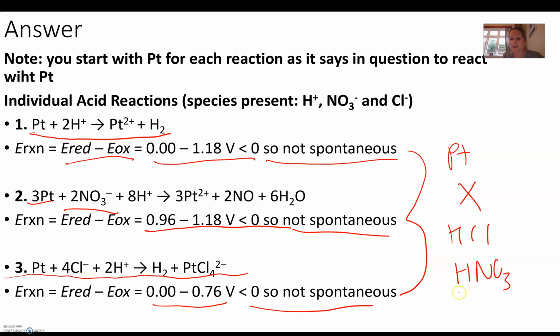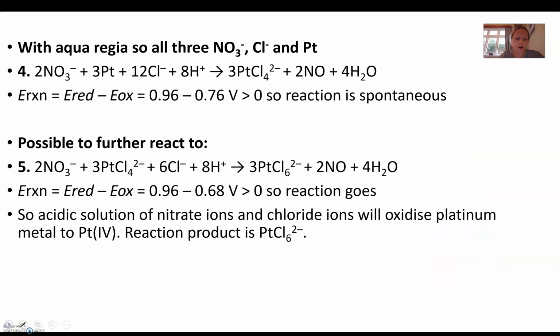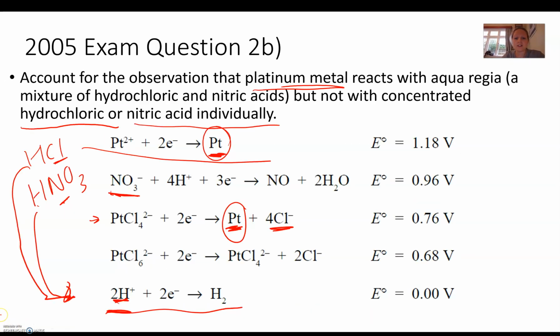And now we've got to finish the answer as to why it will react when you've got a mixture. When you've got a mixture, folks, which is called aqua regia, people say it all different ways, by process of elimination, if you go back and have a look at the slides before, you can see that you have to have platinum, you have to have chloride, you have to have H+, and you have to have nitrate. So it actually doesn't leave very many options that you were given to start with.